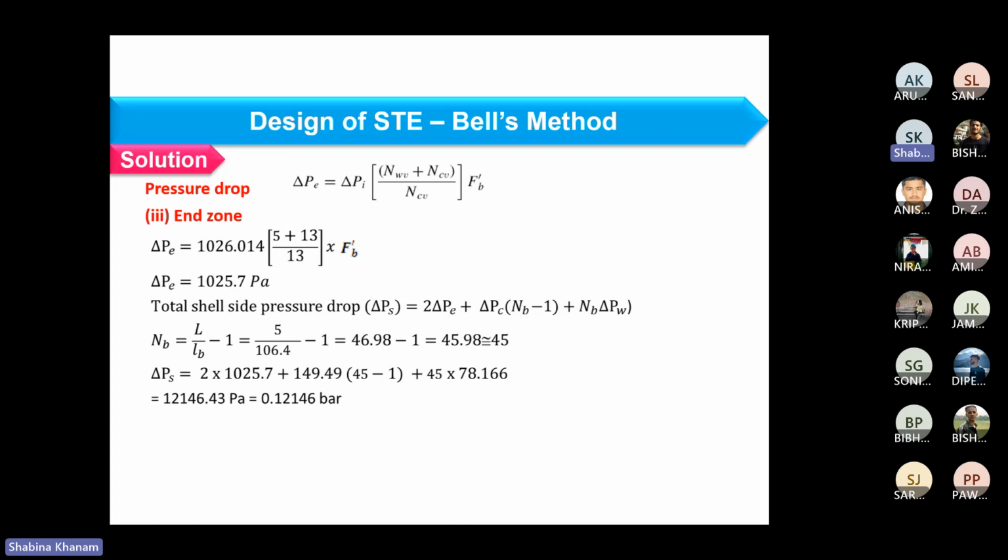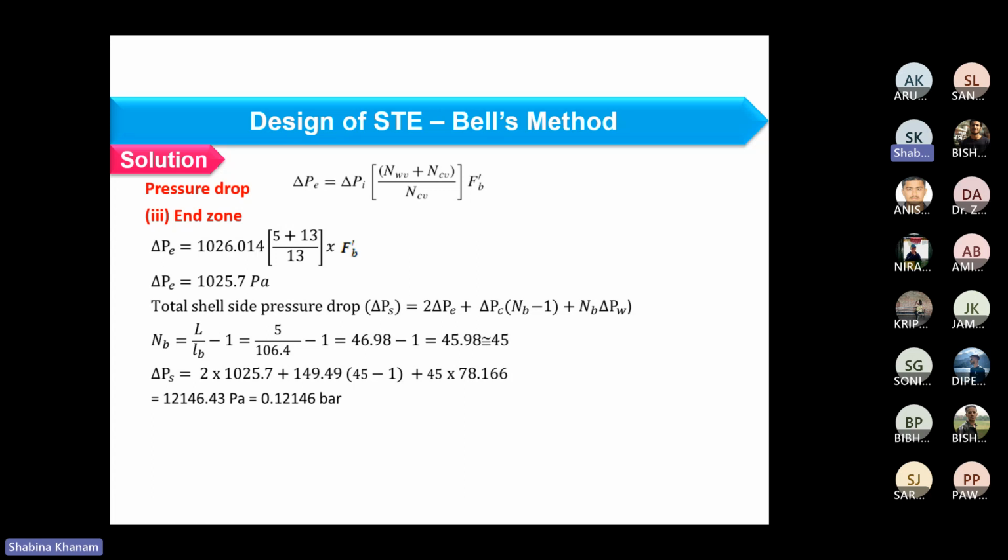This 5 is in meter and this is in mm, don't get confused with that. So here it should be 5000. I hope you are getting it.